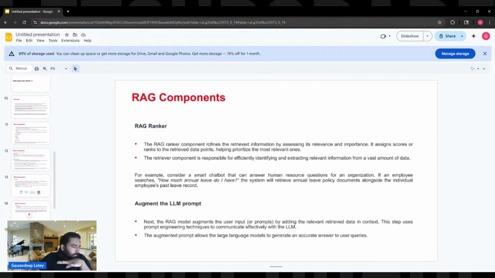The RAG ranker. I think this explains what it's supposed to do. For an example, consider a smart chatbot that can answer human resource questions for any organization. So if an employee searches how much annual leaves do I have, the system will retrieve annual leave policy document, and alongside it will also retrieve employees' past records. Okay. Now, देखो, how it will work is, ये question को मैं थोड़ा मेरे हिसाब से समझाता हूँ what it's trying to say. If I'm asking how many annual leaves do I have, तो हो सकता है मेरे रैक के अंदर काफी सारे डॉक्यूमेंट्स हो जो एनुअल लीव के ऊपर बेस्ड हो. कि एनुअल लीव ऑफ दिस एम्प्लॉय एक डॉक्यूमेंट हो सकता है, एनुअल लीव ऑफ द कंपनी पॉलिसी हो सकता है.